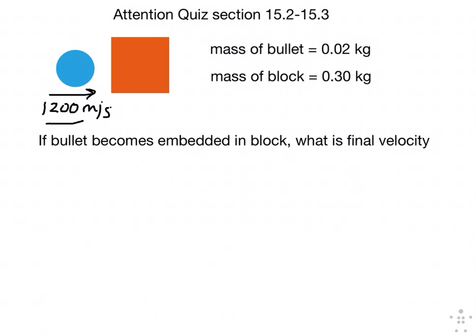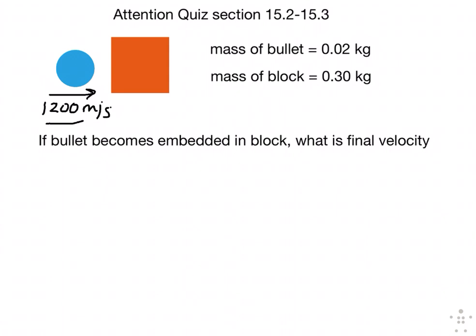per second to the right towards this block of mass 0.3 kilograms. And if the bullet becomes embedded in the block, we need to figure out what the final velocity then of this block and bullet combined are.